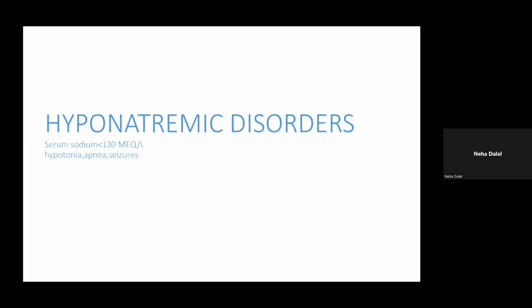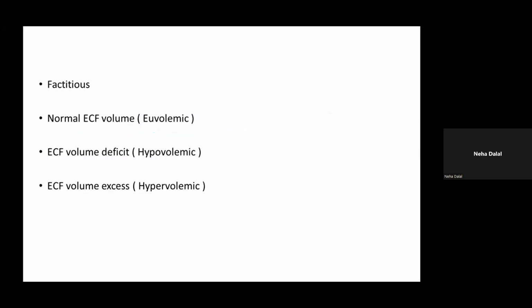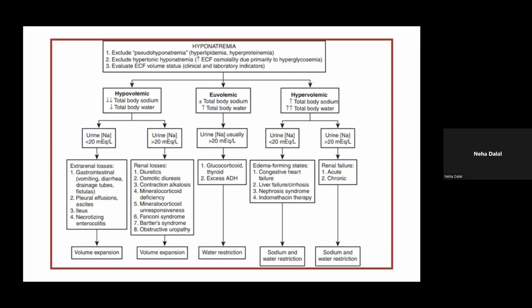So, a brief point on hyponatremic disorders. This is when the sodium values are less than 130, and it may present with apnea, seizures, and hypotonia in cases of severe hyponatremia. This is further classified into euvolemic, hypovolemic, and hypervolemic hyponatremia. Most important in evaluating hyponatremia is to rule out pseudo-hyponatremia, because excessive lipid values and excessive protein values may also present as pseudo-hyponatremia, especially in babies who are being treated with albumin for septic shock. Most commonly in preterms we get hypovolemic hyponatremia, where both sodium and water content decrease.